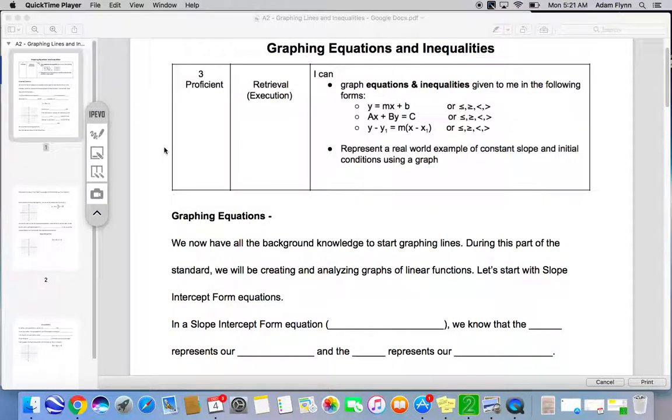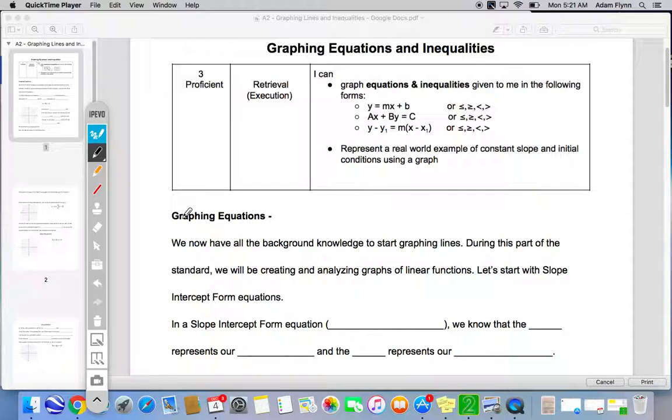Welcome to A2 Graphing Equations. Alright, so we now have all the background knowledge to start graphing lines. During this part of the standard, we will be creating and analyzing graphs of linear functions. Let's start with slope-intercept form equations. And of course, we're going to go over slope-intercept form, standard form, and point-slope form.